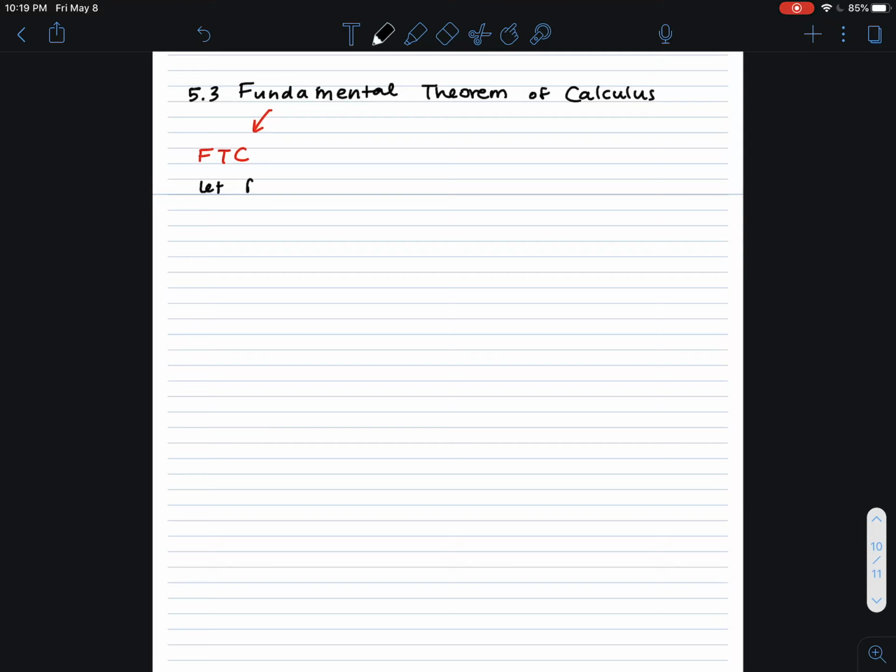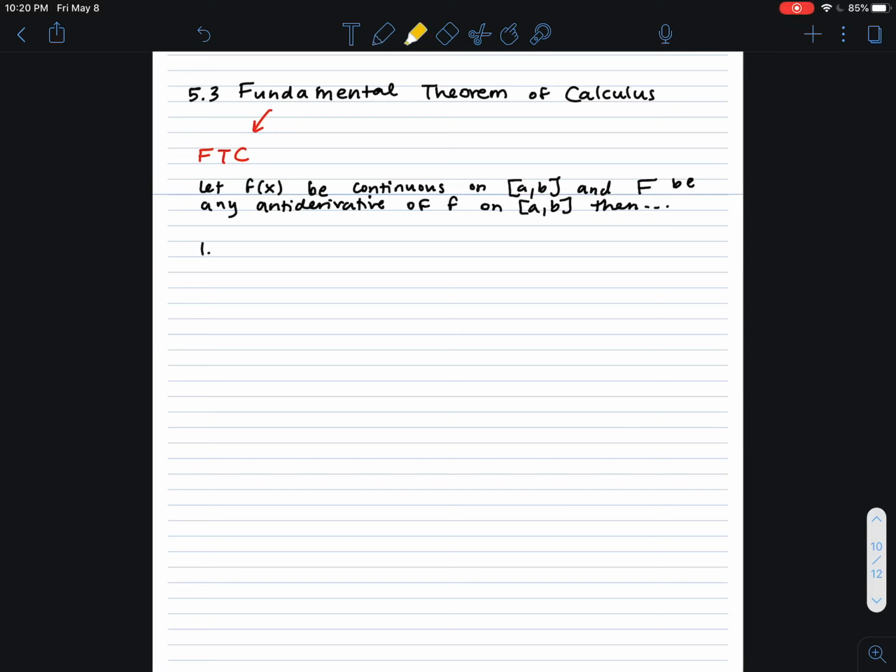So we're going to let our function f of x be continuous on some interval a to b, and we're going to let capital F be any antiderivative of f on a to b. Then we have two conclusions actually.